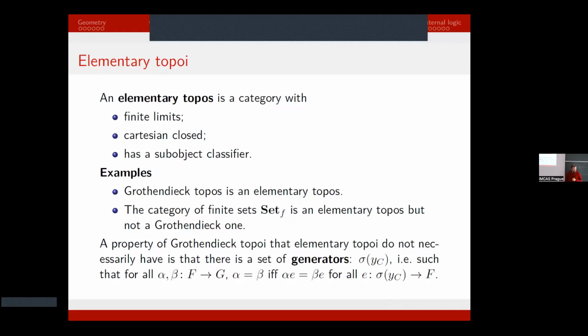Okay. Good. So this is what generators are. And with a Grothendieck topos, we have a set generator. Good.